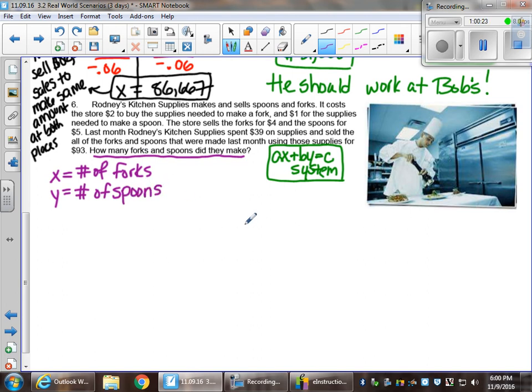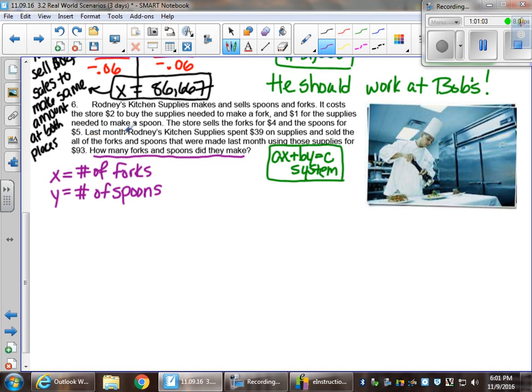Now we're ready for our system. This one we're going to have to think a little bit about. Like our other AX plus BY equals C, I clearly had two people, right? What were their names? I forget. They bought fruit, the oranges and the apples. Their names were James and Rick. So I could clearly look for James and I could clearly look for Rick. Let's go back and read and see if we can figure out where our two equations are going to come from. It costs the store this much to buy supplies for forks and this for the spoon. And then the store sells the forks for this much and the spoons for this much.